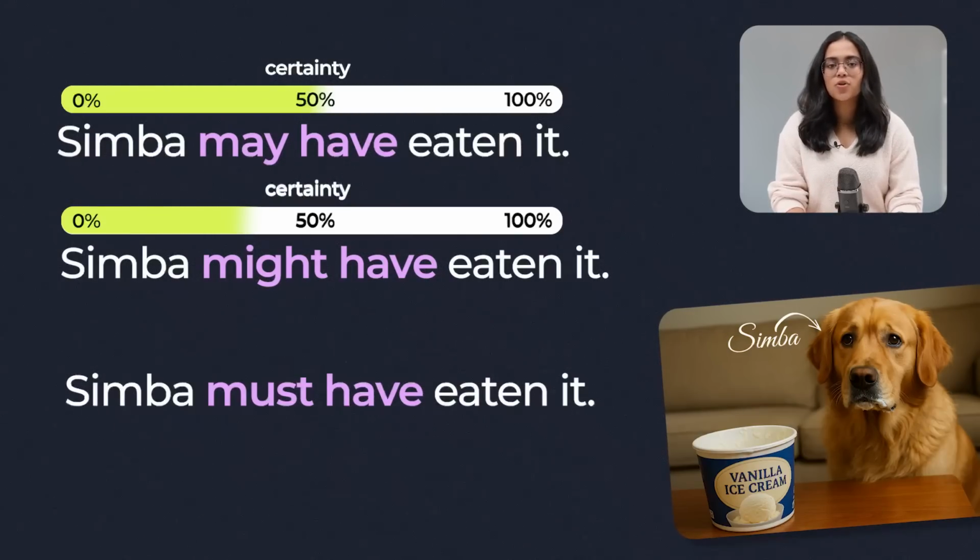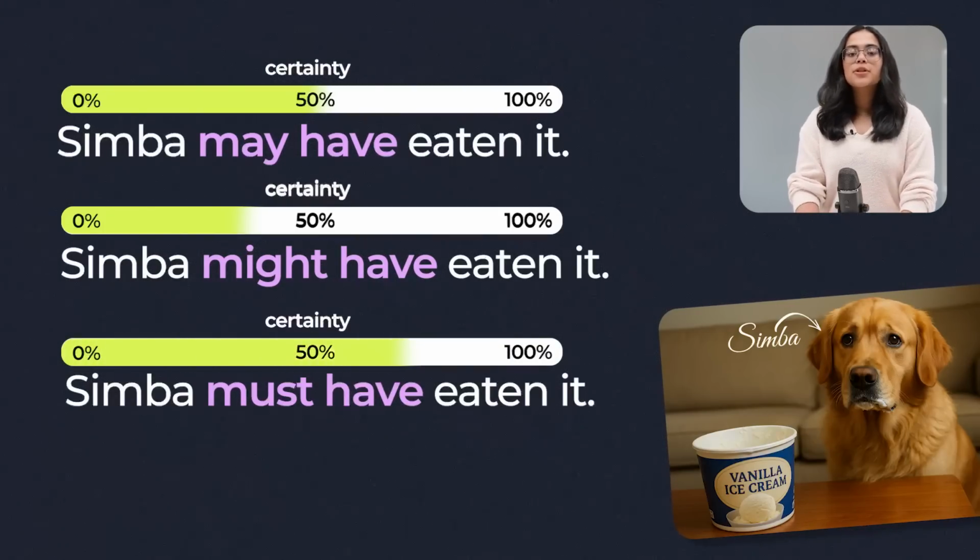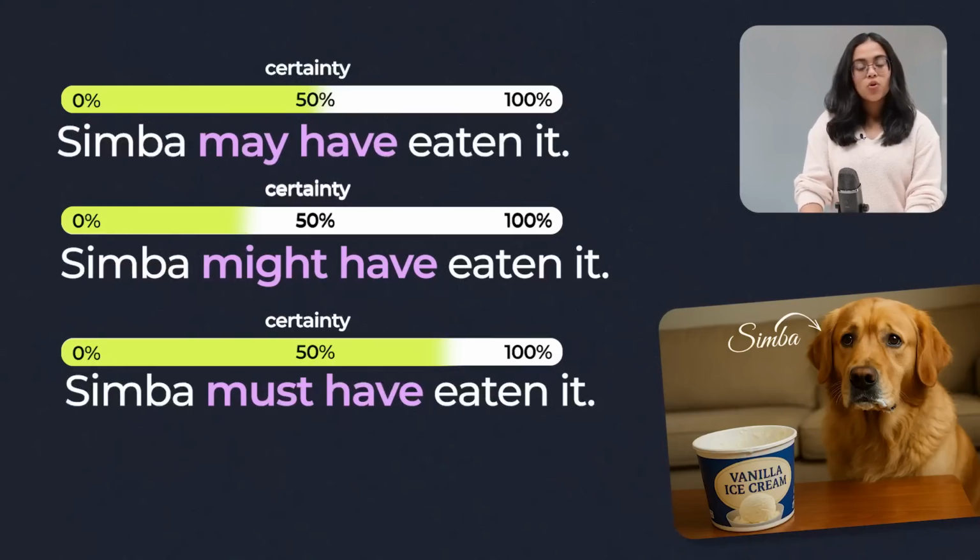You are like doubtful. And must have means you're almost sure, more than 50% certain that Simba ate the whole tub. Because the evidence is seen, there's ice cream on his lip. But still, you're not 100% sure. So while all these sentences talk about possibility or certainty in the past, the level of certainty is different. You are never 100% sure, but each phrase shows how confident you are.